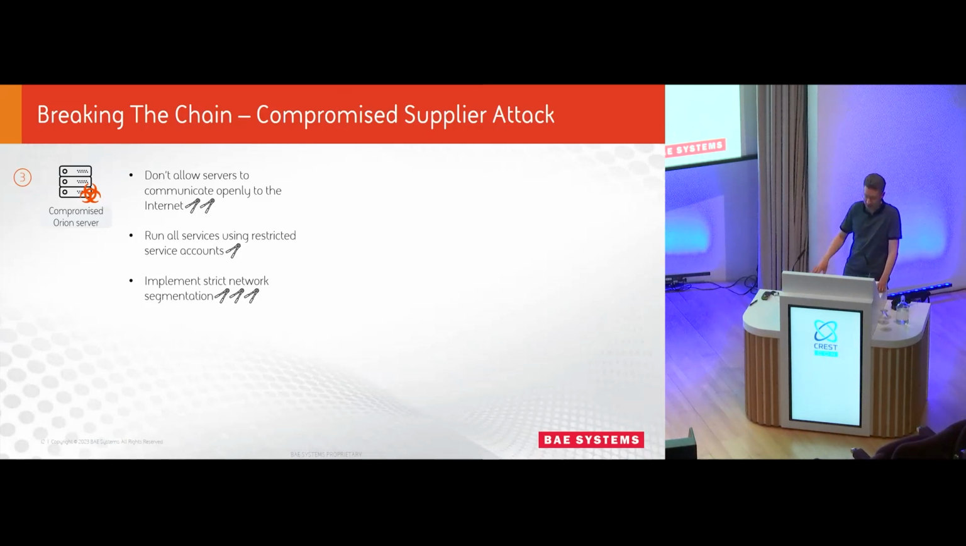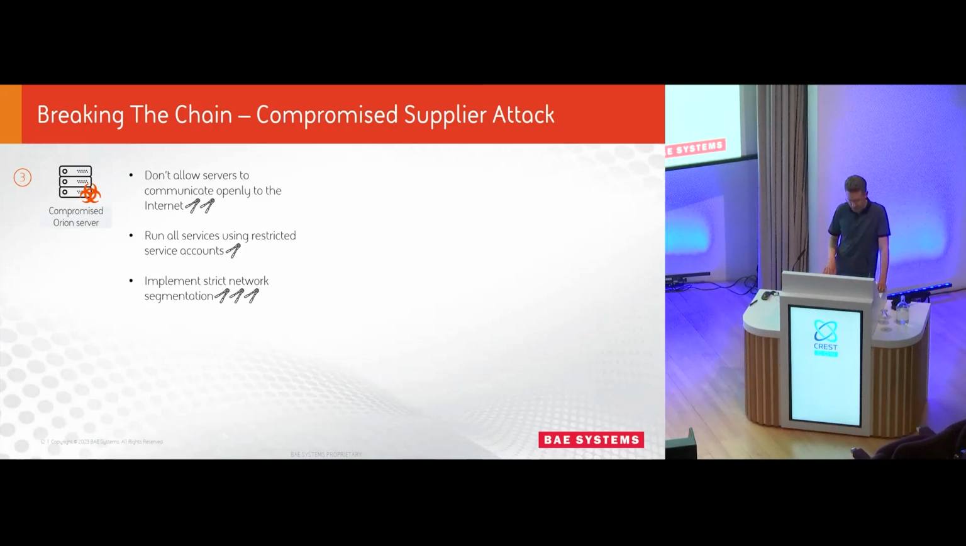But running it under a restricted service account as much as possible, and not having the Orion product running as a domain admin, would be a super good recommendation. And then implementing strict network segmentation internally. So once the attackers got onto this machine, they're going to want to move laterally on the network, get onto other systems. So implementing micro-segmentation, making sure that servers can just communicate to servers that they need to on particular ports, is quite a tricky thing to do, but it would really make it harder for the attacker to move laterally if they had compromised that machine.